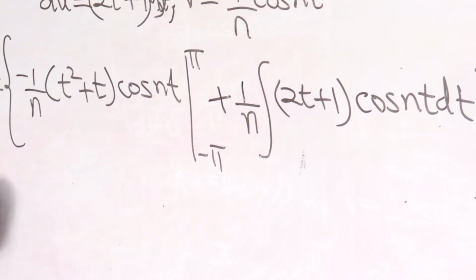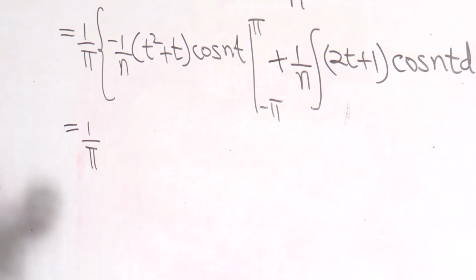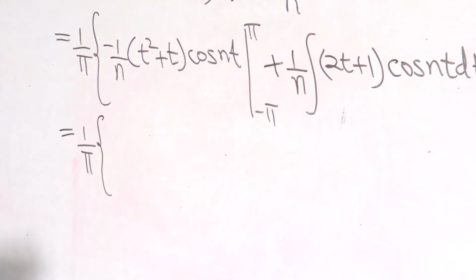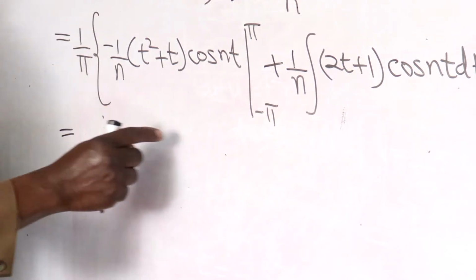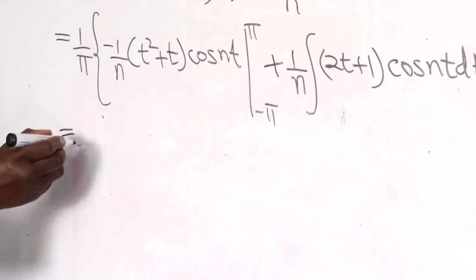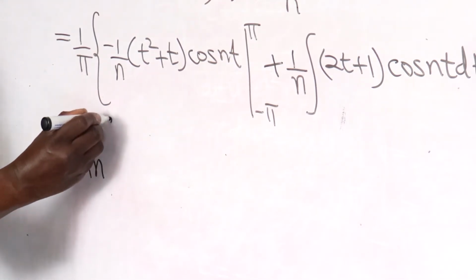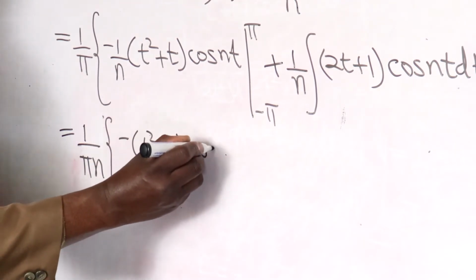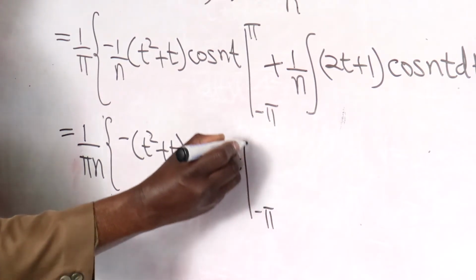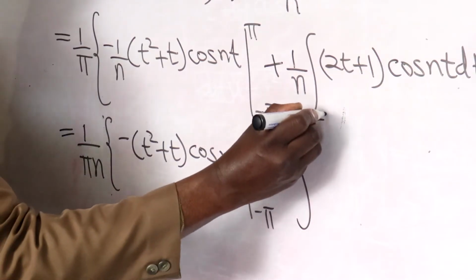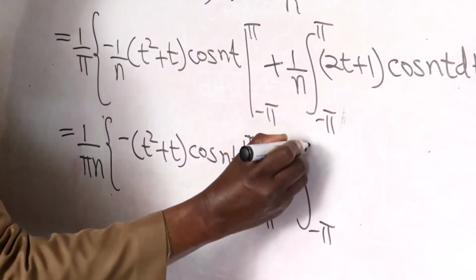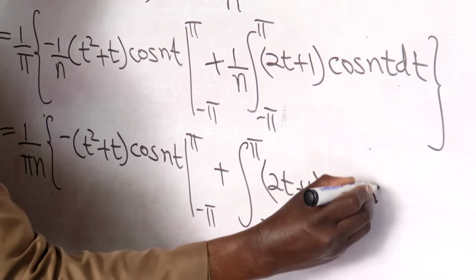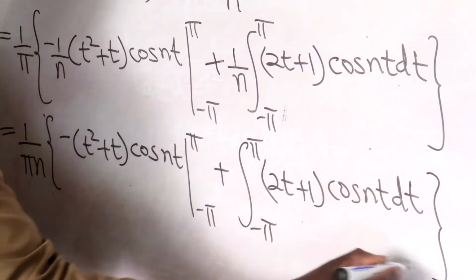So let's insert our limits as we proceed. 1 all over pi into, I can see 1 all over n is common. I can take it out first. 1 over n is here, and another 1 over n is there. So this one will be 1 all over pi n into, now we remain with the negative t squared plus t cos nt from minus pi to pi plus, yes, the integral from minus pi to pi, 2t plus 1, multiplying cos nt. Now we have that one dt. We close the bracket.